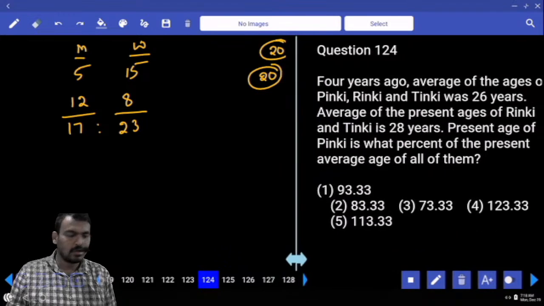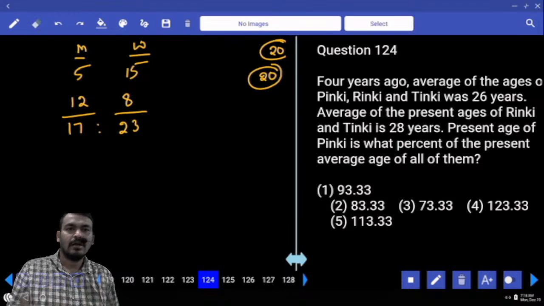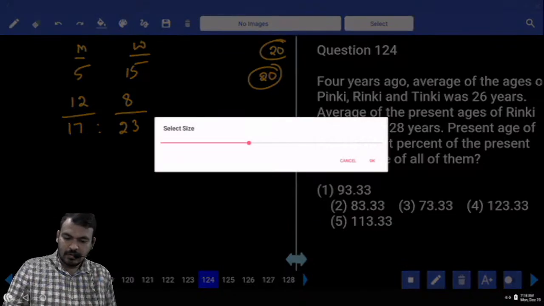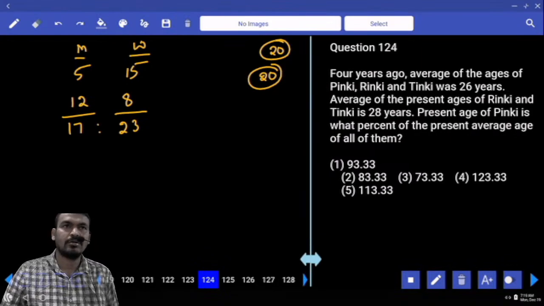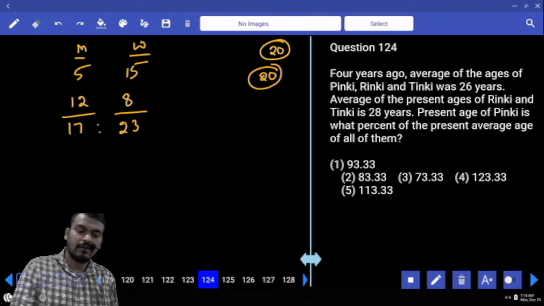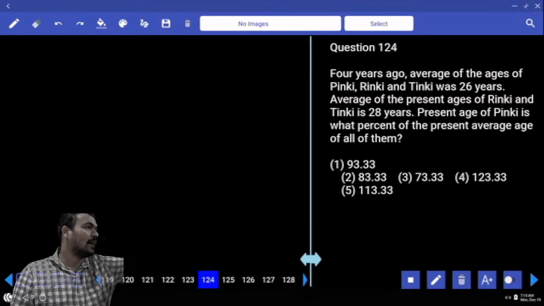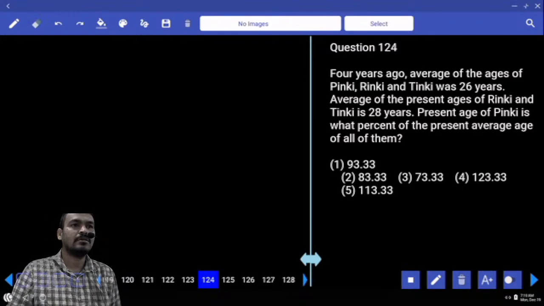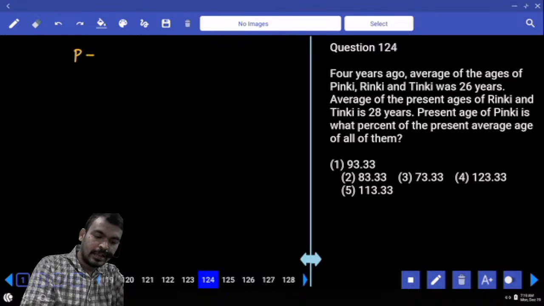Question number 124. Mixing means both are adding or subtracting? Adding. 4 years ago, the average age of Pinky, Rinky and Tinky was how many years? 26 years. Means 4 years back the average was 26, or is it the present average? 30. 4 years back 26 means the present average is 30. That 30 is the average of how many persons? 3 persons. The sum is 90, or not?